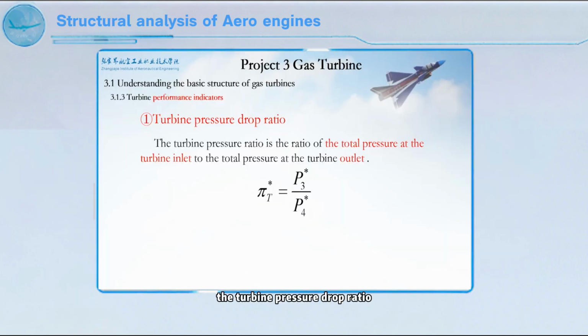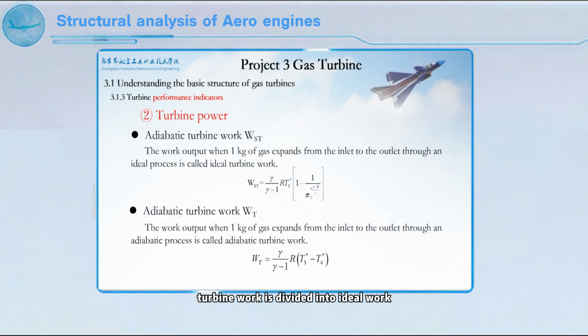The turbine pressure drop ratio is the ratio of the total pressure at the turbine inlet to the total pressure at the turbine outlet. It is expressed as P3* divided by P4*. The larger the turbine pressure drop ratio, the more mechanical energy the turbine converts.